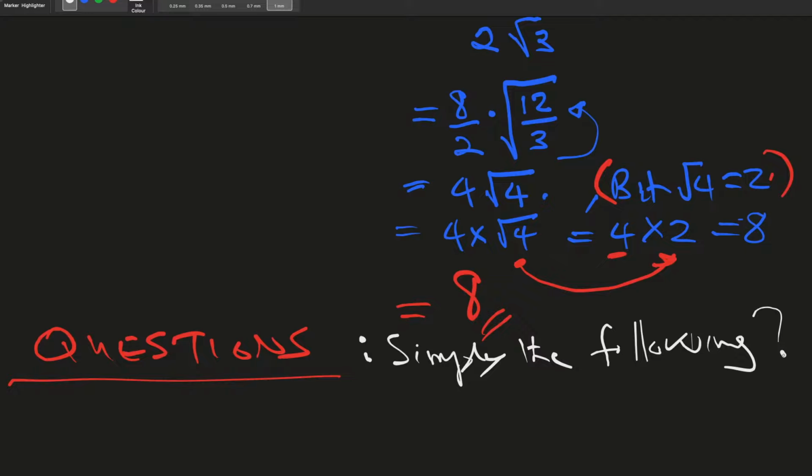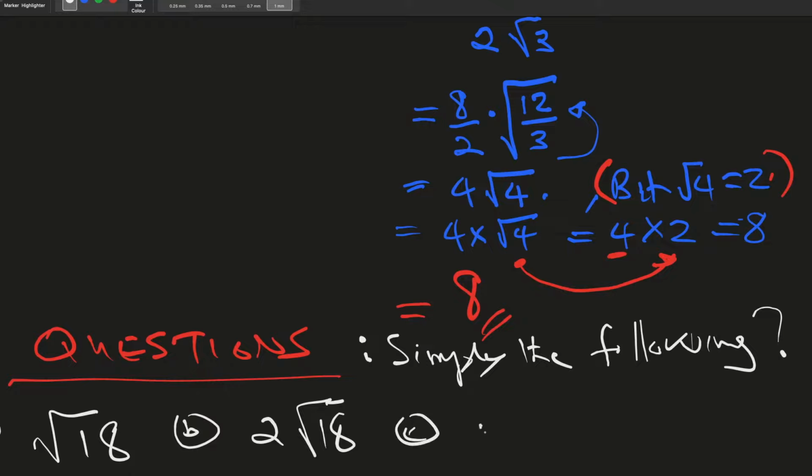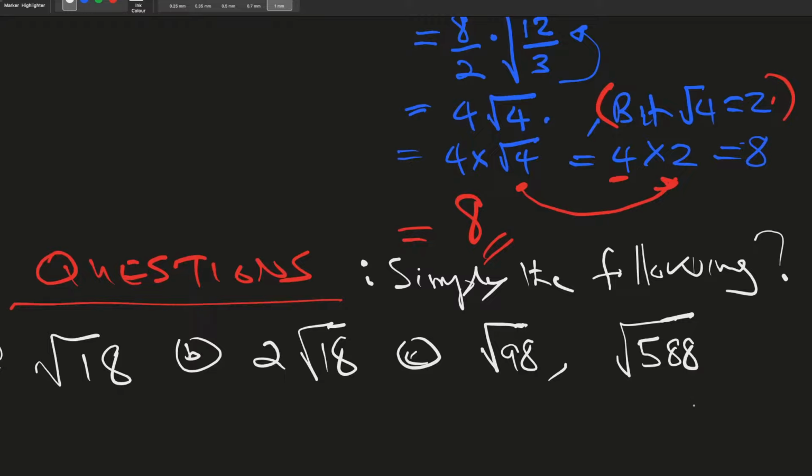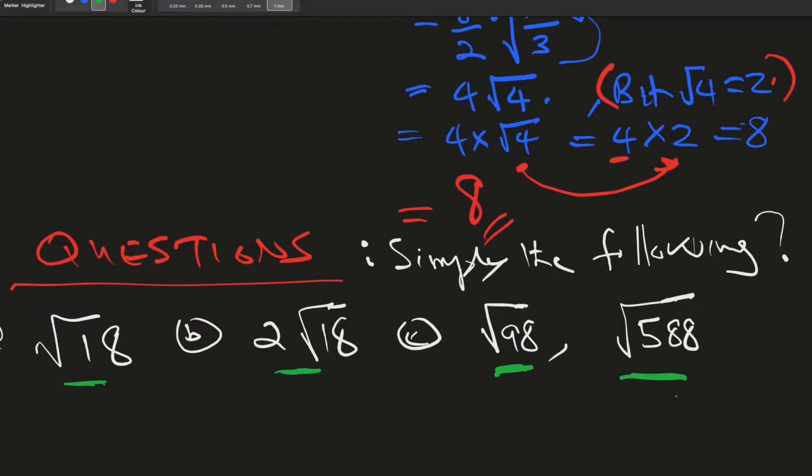The following that we've been given means we have root of 18 as A, and B is 2 root of 18, and C is root of 98, and the last is root of 588. So we are going to tackle them one by one and solve it. As you can see, we're supposed to simplify root 18, 2 root 18, root 98, and root 588. So let's tackle root 18 and see how easy we can simplify it.